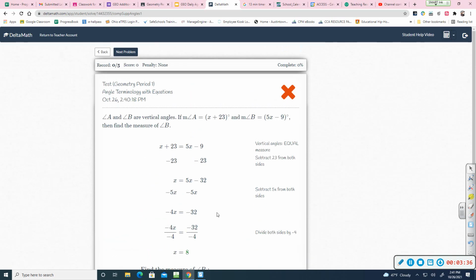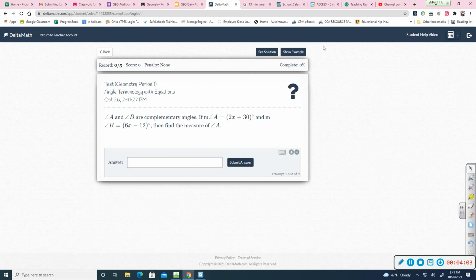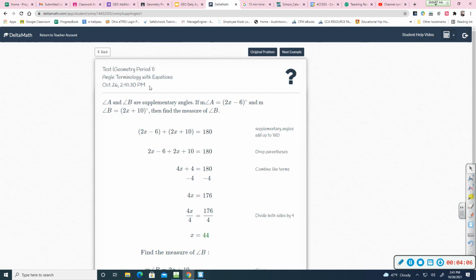So in these, you need to be careful about the relationship. You need to know vertical angles are congruent, so they equal each other. Complementary angles have a sum of 90 degrees, which means they add up to 90 degrees. And then supplementary angles have a sum of 180 degrees, which means they add up to 180 degrees. So you'll need to pay attention to what type of angles you're given and what the problems want you to do. So again, as you're working through this, if you need help, you can always click Show Example, and Delta Math will show you an example of what you need to do.